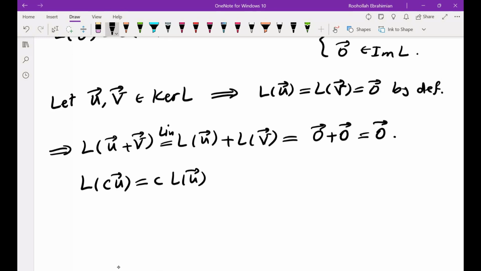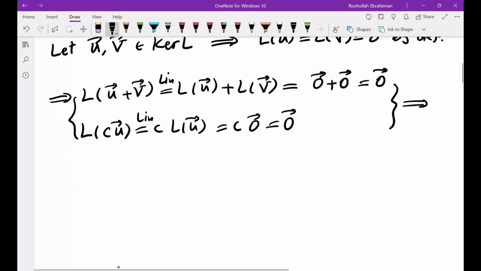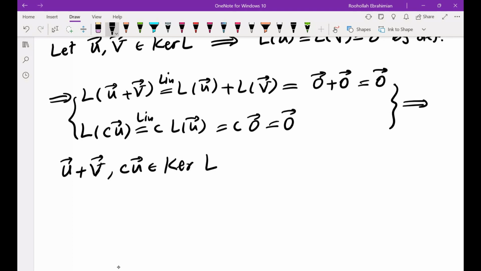So here I'm using linearity. To be more specific, I'm using homogeneity for the second one, additivity for the first one. This is C times 0, which is 0. So these two tell us that U plus V and CU are both in the kernel of L. So it means the kernel of L is closed under addition and scalar multiplication.